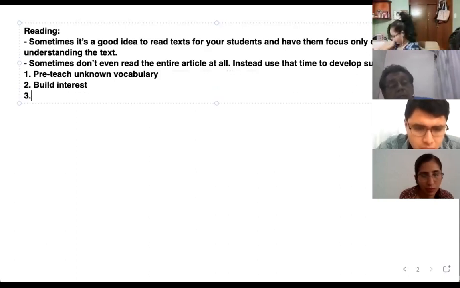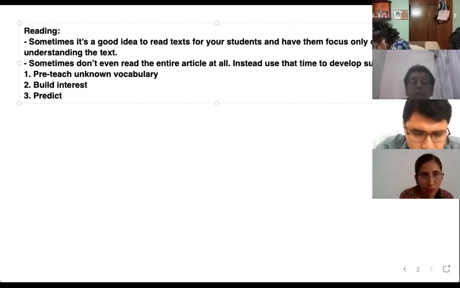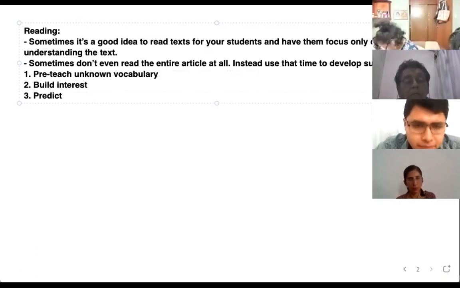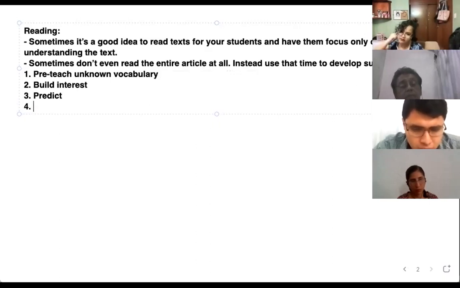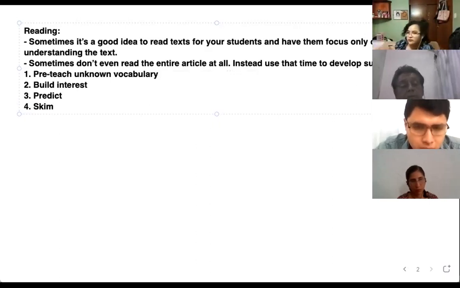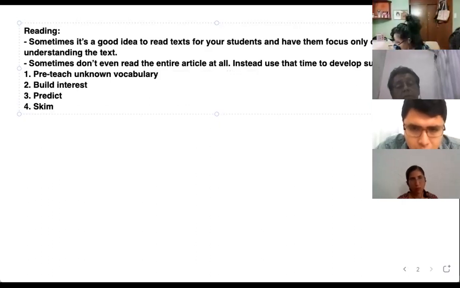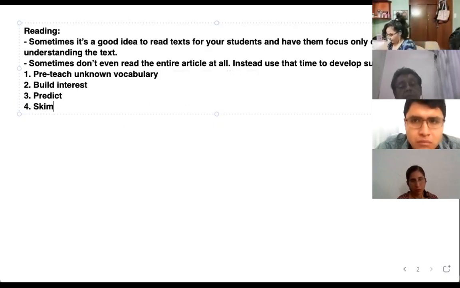After you build interest, maybe they can predict. What do you think the article is going to talk about? What words do you think are going to come in the article? We know we're going to be talking about cities. What words do you think are going to be in there? Population, people, pollution, maybe. They can predict. And maybe you can tell them to skim. All right, guys, you have 30 seconds. Find the general idea of this article. Is the writer trying to educate or entertain?